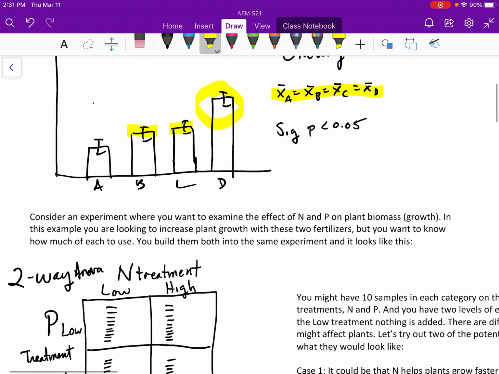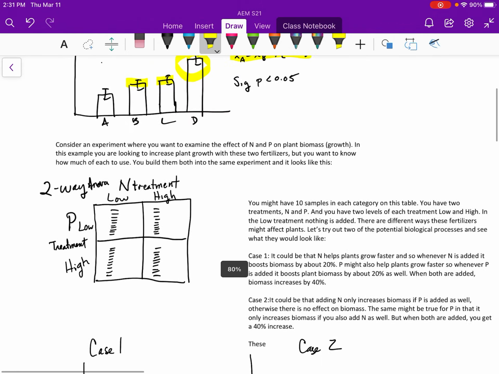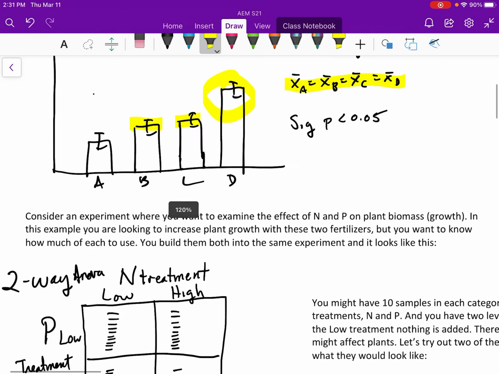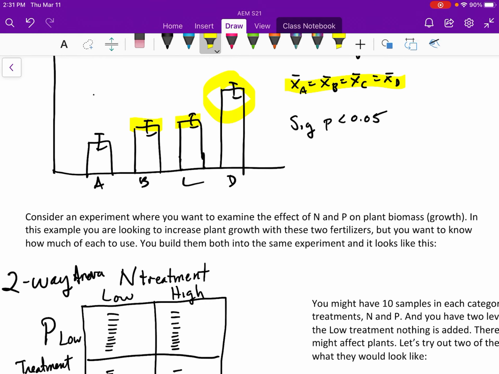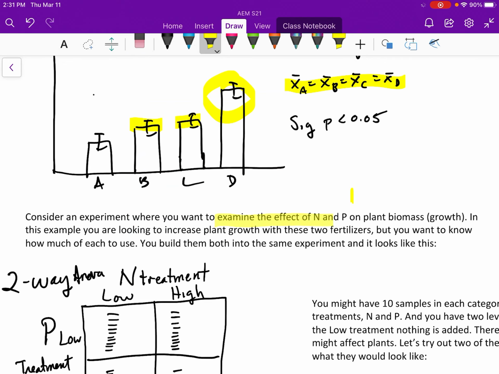But I want to go forward and look at an experiment. I'm going to open this so you can read these things one at a time. Consider an experiment where you want to examine the effect of nitrogen and phosphorus on plant biomass, or growth. In this example, you're looking to increase plant growth with these two fertilizers, but you want to know how much of each to use. You build them both into the same experiment, and it looks like this.